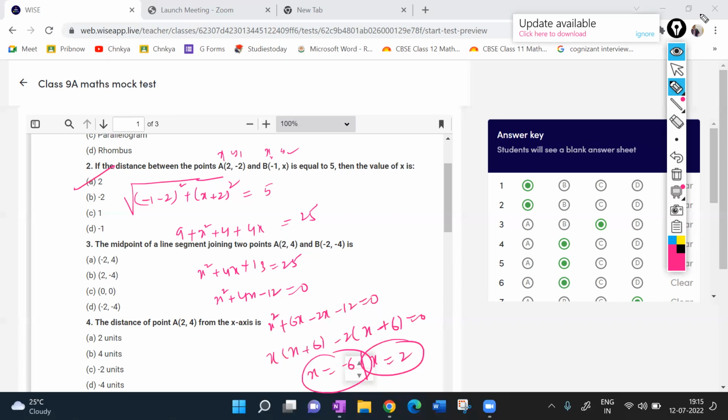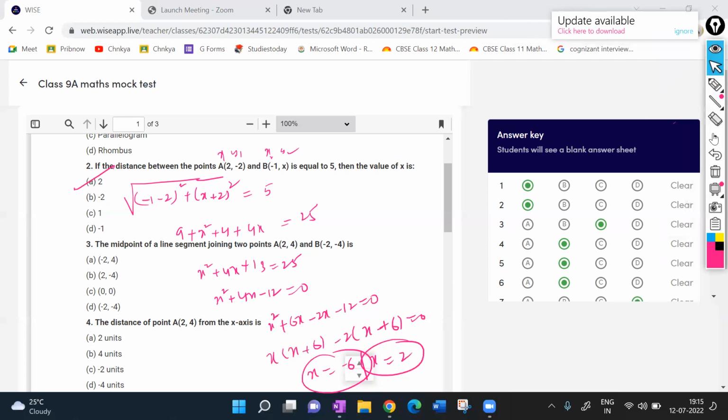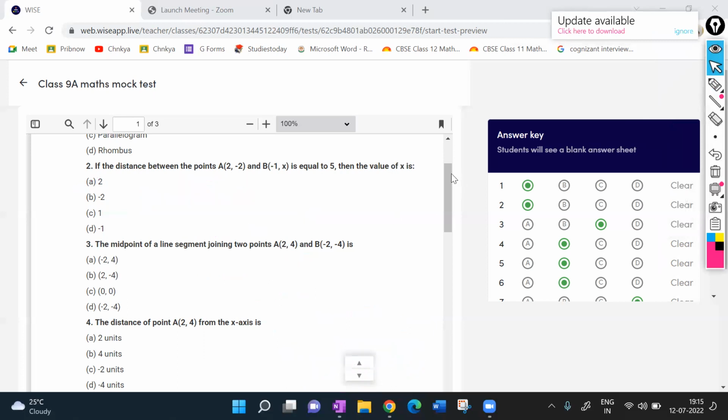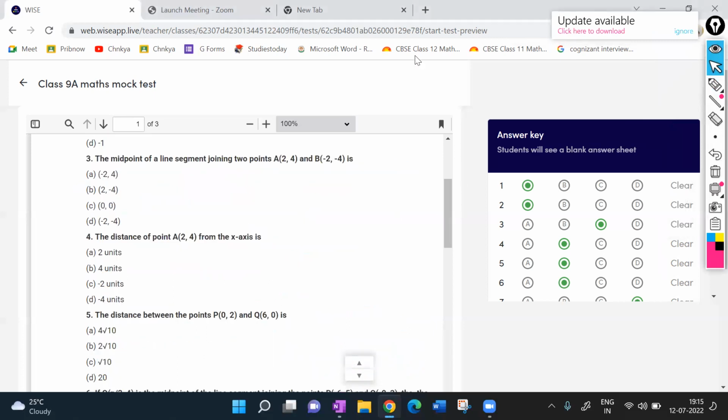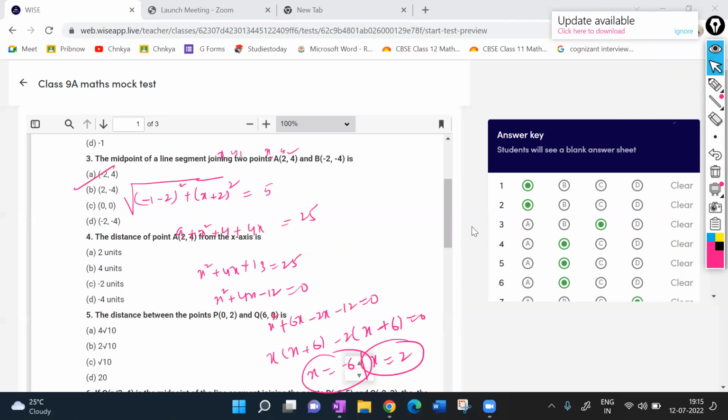Any doubts? No, sir. Next question. Sir, how became 0, sir? Where? Sir, it is equal to 25, then how became 0? Look at this here. 25 minus 13 is 12, right?